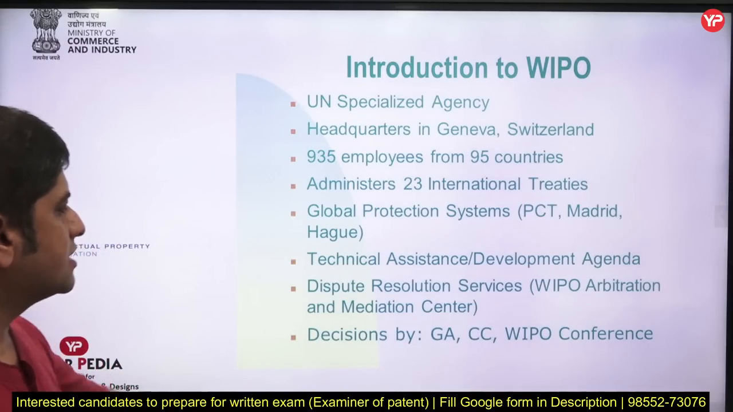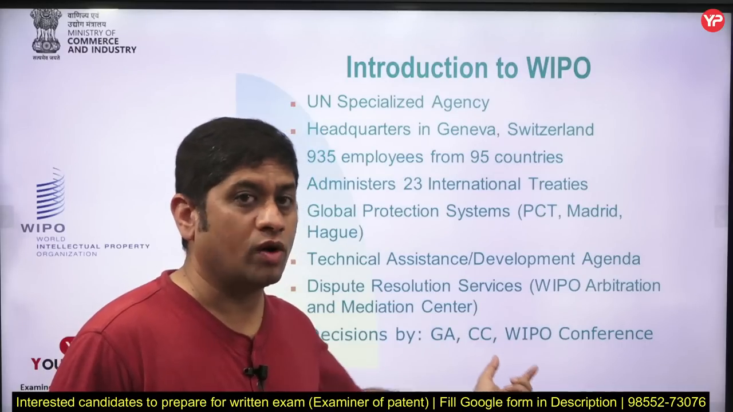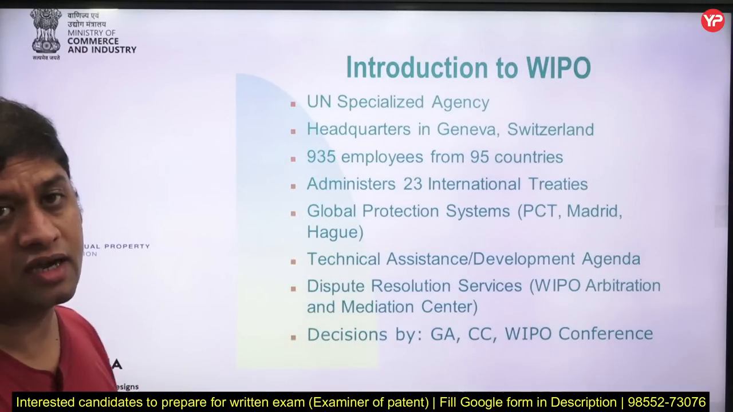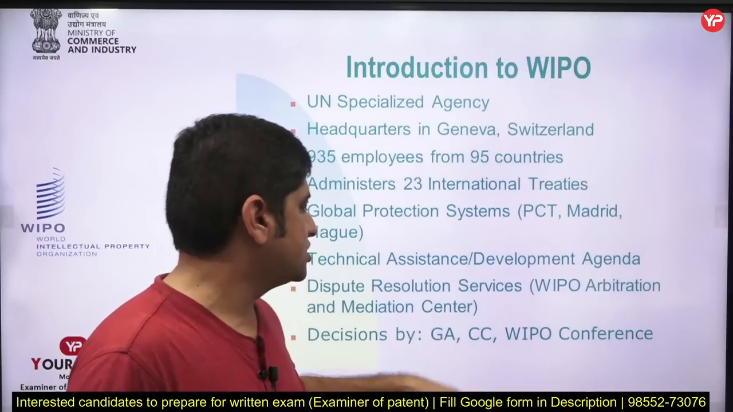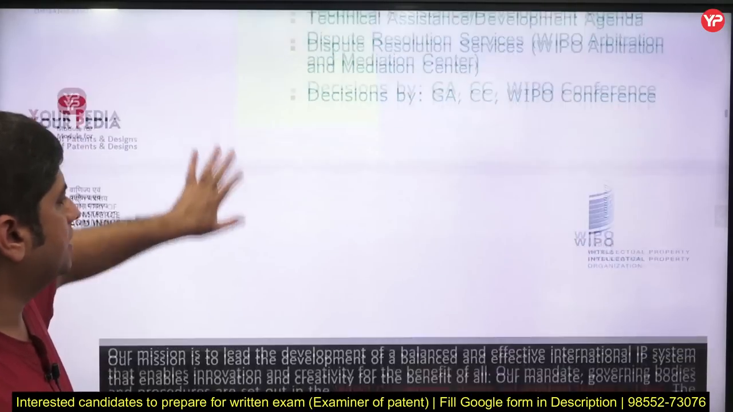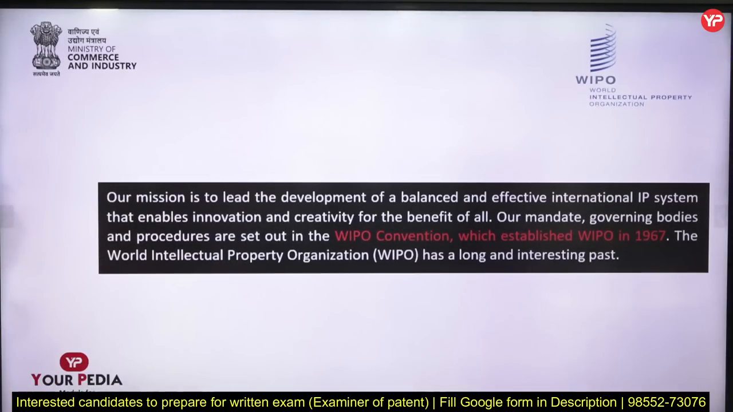And decisions are taken by the General Assembly, the Coordination Committee and the WIPO Conference. So whenever some decision is to be taken, these are the bodies which will decide. These are your decision-making bodies. Now WIPO says that we created a convention which was established in 1967, but then we were born in 1970, and what we want is innovation and creativity for the benefit of everyone.